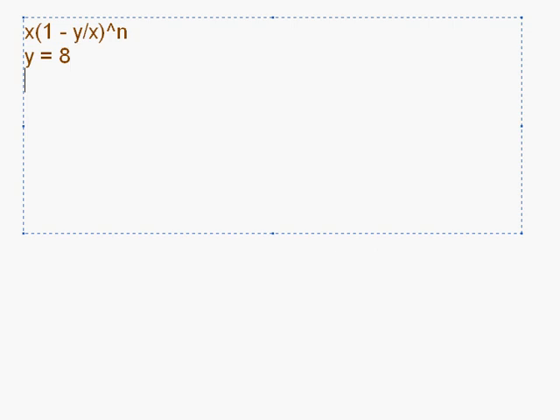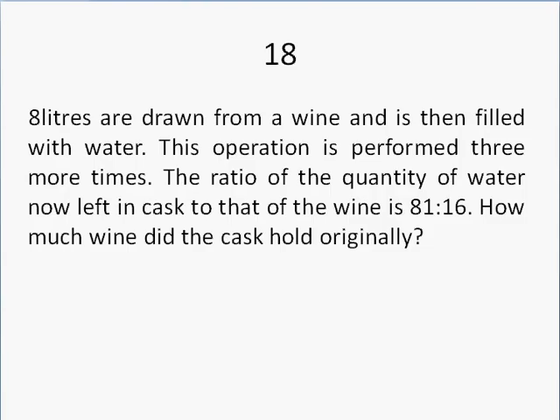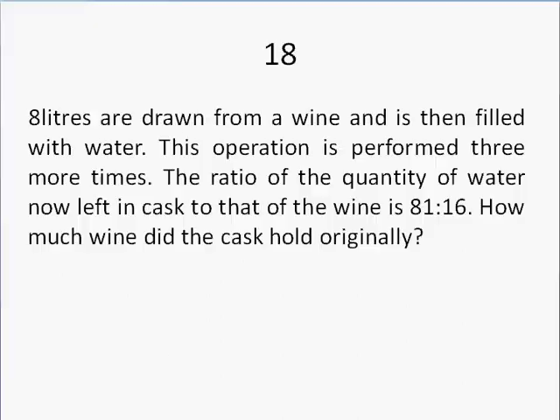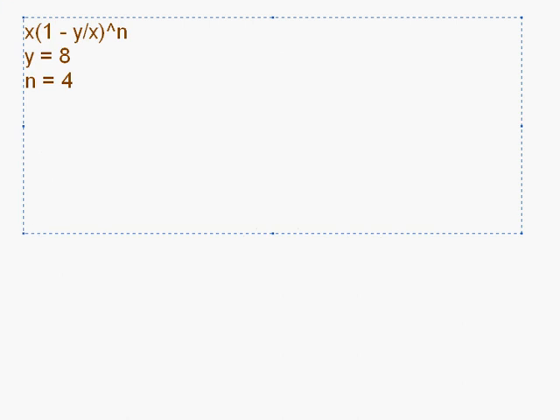Do we know n? Let's read the question again. This operation is performed 3 more times. That means this operation was performed earlier also 1 time, so the total number of repetitions is 4. So n will be 4. We know y, we know n, so for this formula we can write 1 minus 8 upon x raised to power n, that is 4. Let's hold on there for a second.